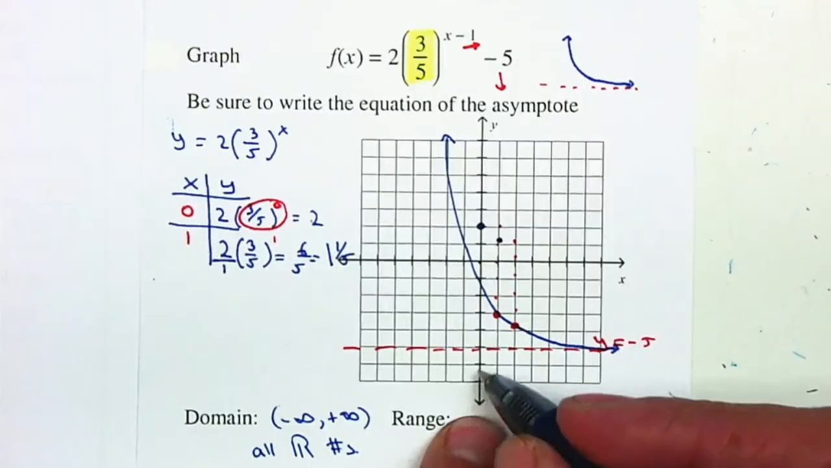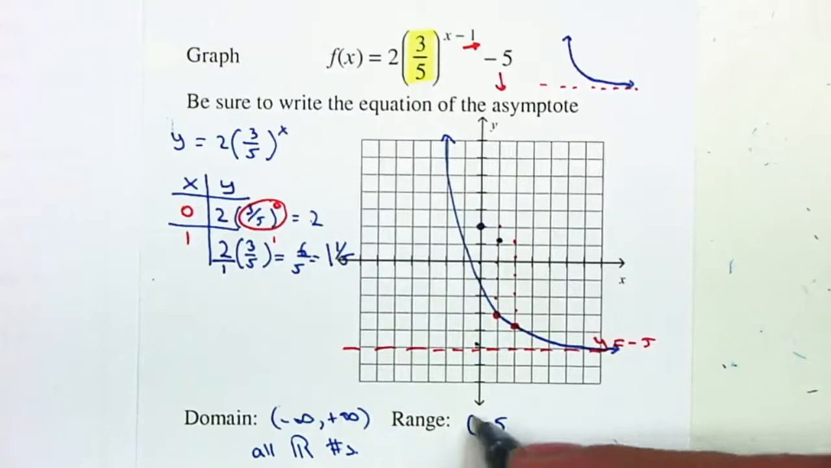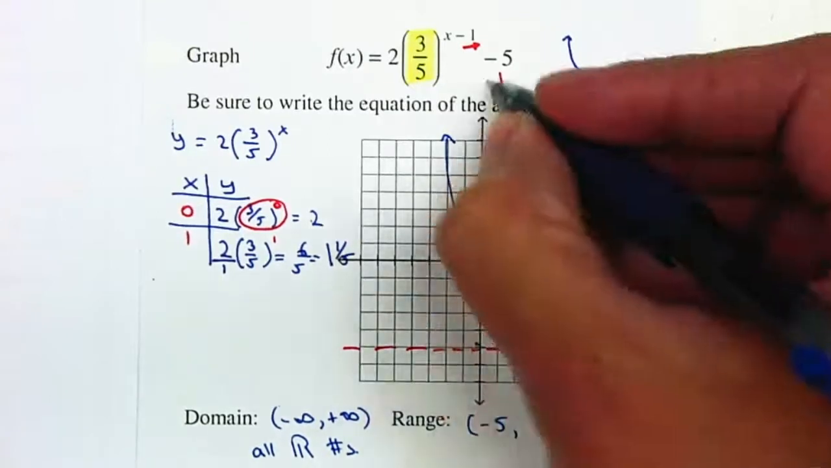Your range: at what point do I start seeing a graph? You start seeing a graph at -5, not including -5, so we place a parenthesis, all the way to positive infinity.